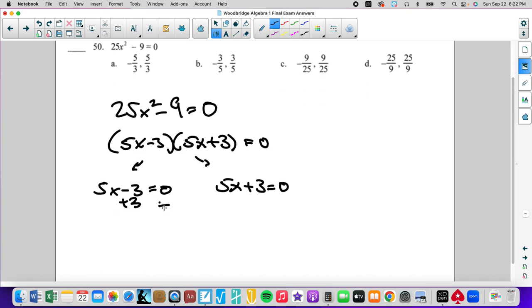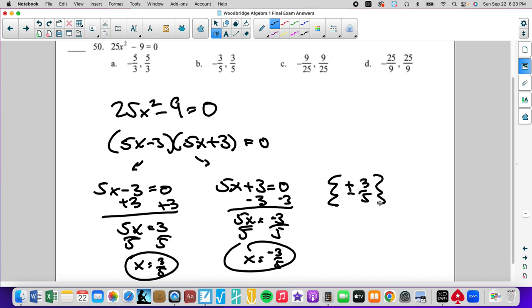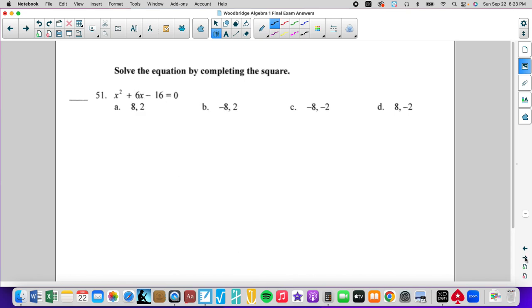Let's add 3. 5x equals 3, divide by 5. X equals 3/5. Minus 3, 5x equals -3, divide by 5. X equals -3/5. So my solution is actually plus or minus 3/5. And that would be B. That's one way. Lots of ways to solve this. You could isolate for the variable if you wanted to.